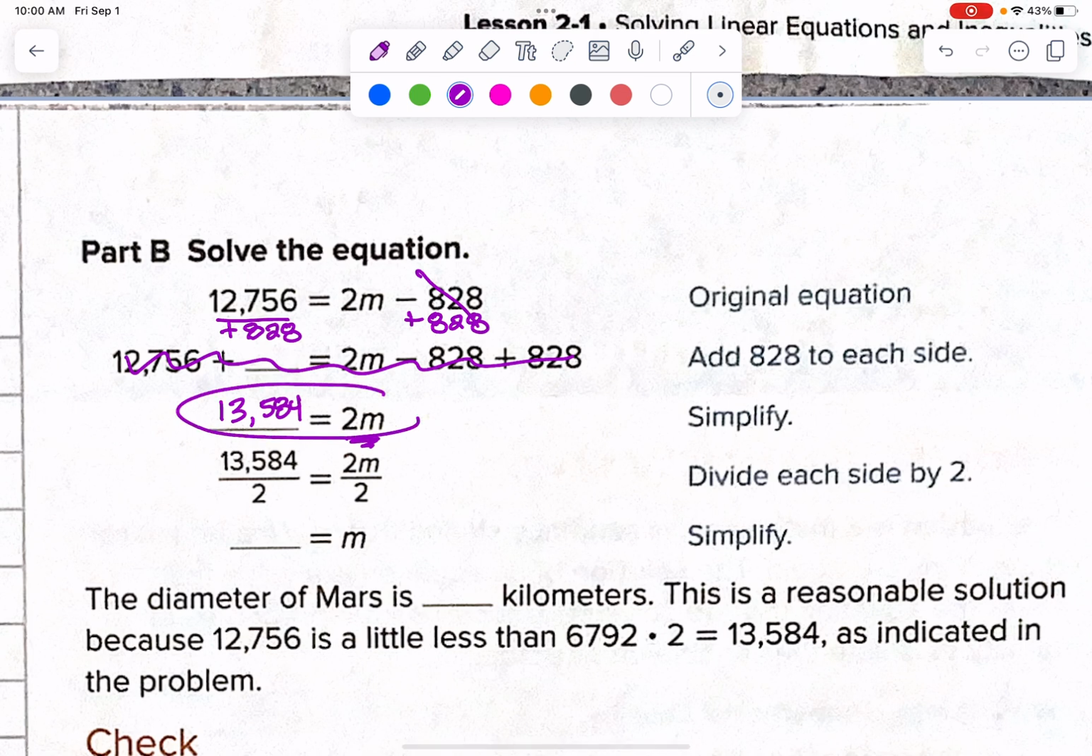So now if we're at this step, all we have to do is divide by 2. And if we divide by 2, now I have to use a calculator. Let's see.